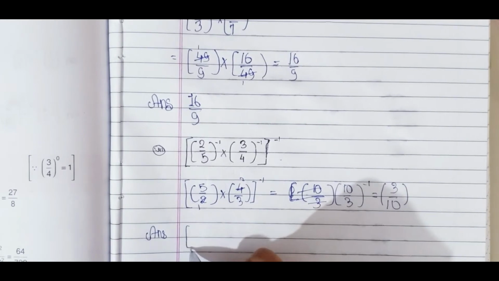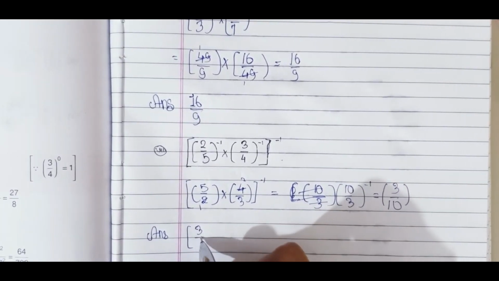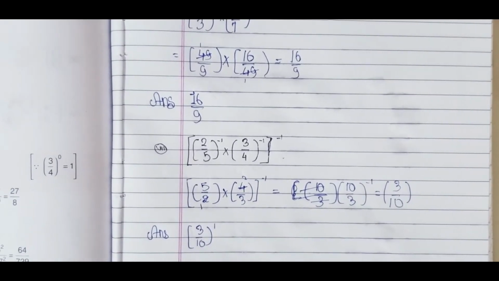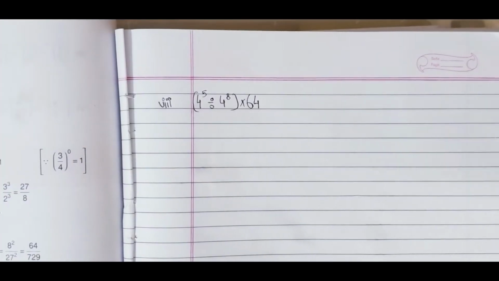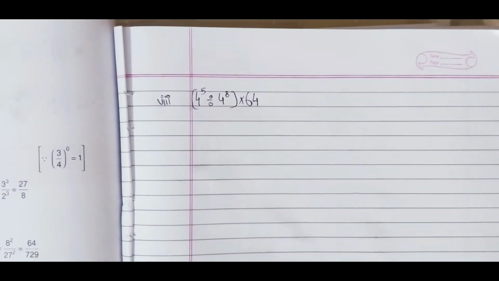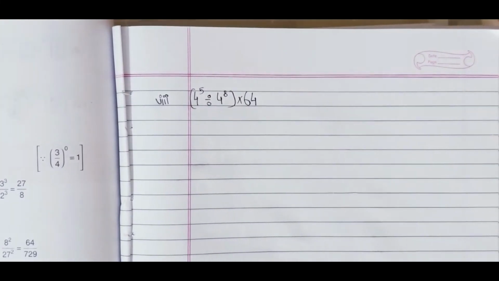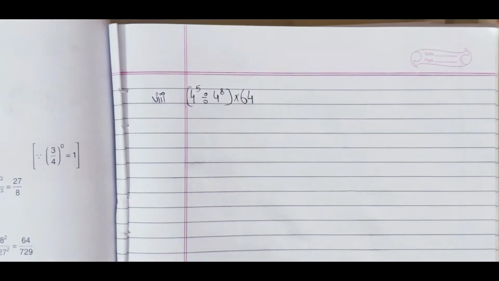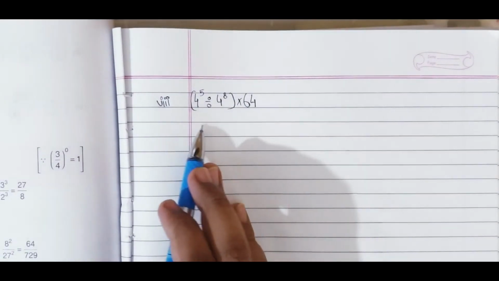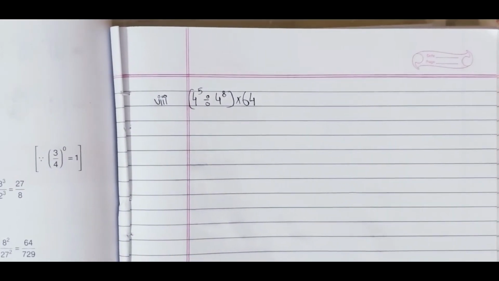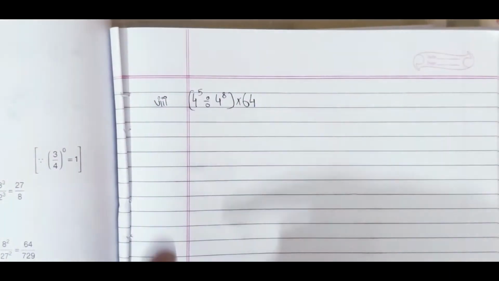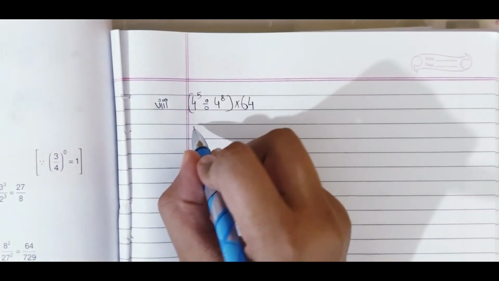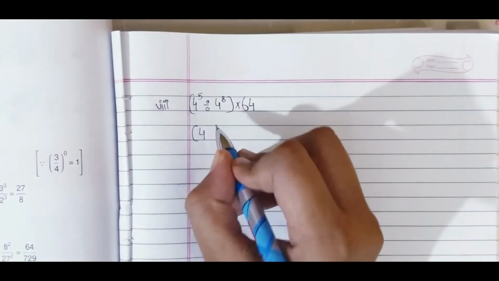Answer: 3 by 10 to the power 1. So this was our 7th question. Our 8th question is 4 to the power 5 divided by 4 to the power 8, into 64. If there is division and the numbers have powers, we have to subtract the powers.